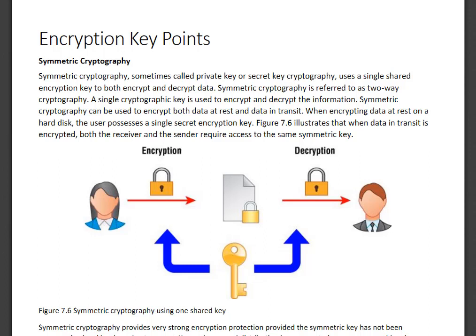Let's examine some key points about symmetrical and asymmetrical encryption. Symmetrical encryption we also call private key or secret key cryptography, and it uses a single key to both encrypt and decrypt the data. It's also referred to as two-way cryptography. A single cryptographic key is used to encrypt and decrypt the information.